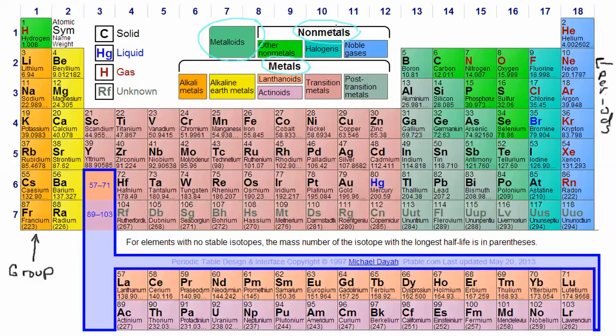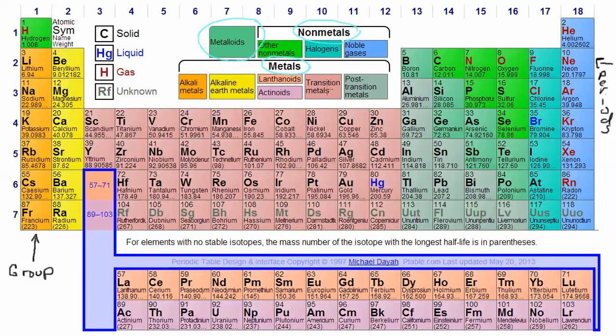And there are a whole bunch of properties for metals and nonmetals, and that's how we created these groups. But there are some elements that have some properties of metals, but they also have some properties of nonmetals, and those are called metalloids.